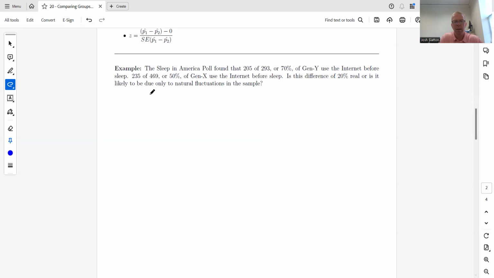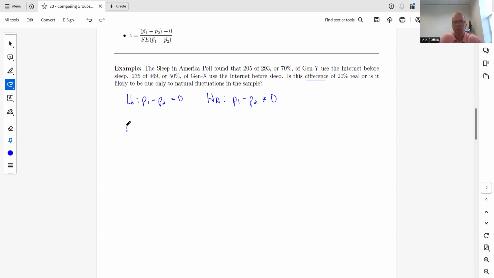So our null hypothesis is always going to be P1 minus P2 is 0. The alternative now is this difference. Difference implies we're going to go with a not equal alternative hypothesis. So now the steps are the same. We check conditions. We'll skip that part.